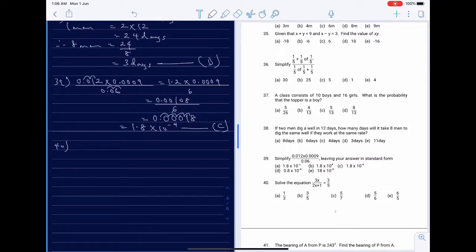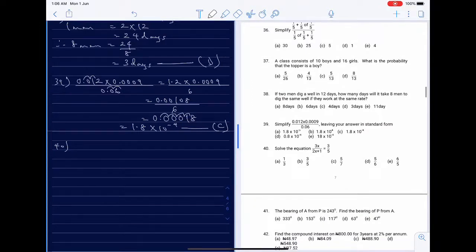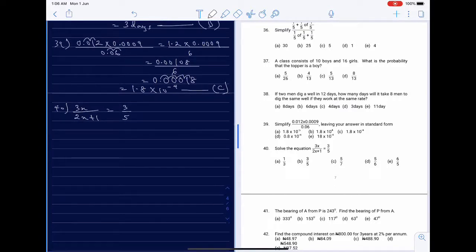The next one is number 40. Solve the equation 3x divided by 2x plus 1 equals 3 over 5. And what we do here is, first of all, cross multiply. And that means 5 times 3x equals 3 times 2x plus 1.